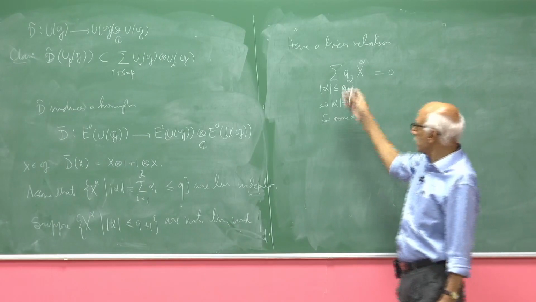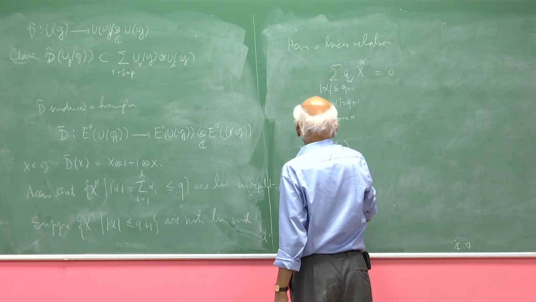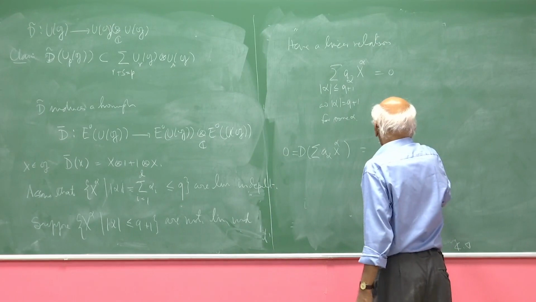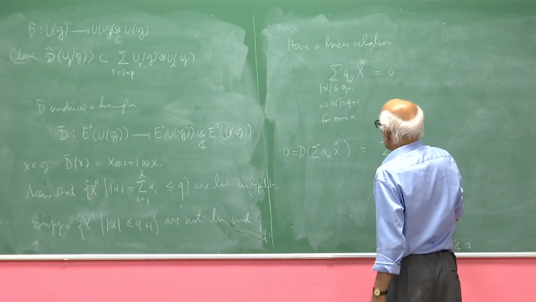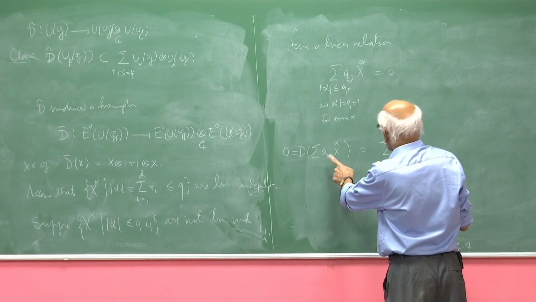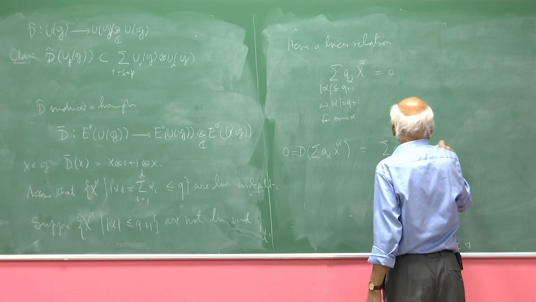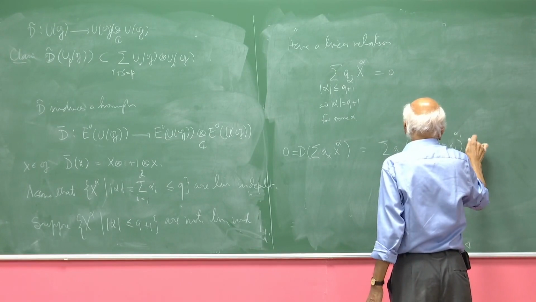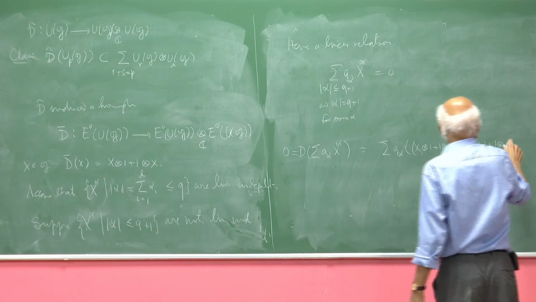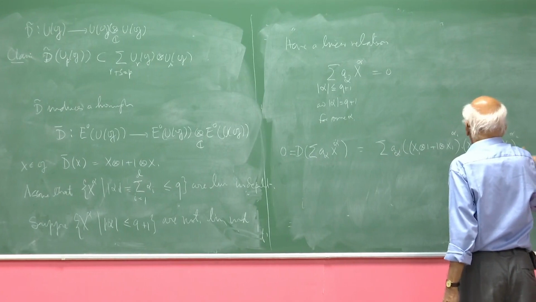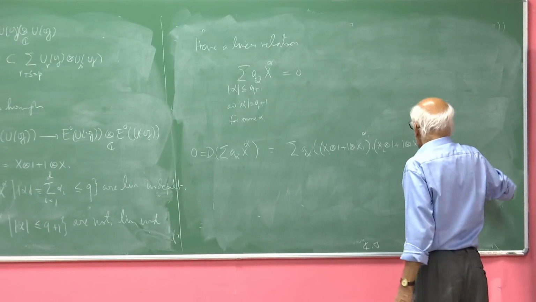Apply D to this. Sigma A alpha, what is this? It's going to be D bar of x alpha, which is x1 tensor 1 plus 1 tensor x1 power alpha 1 times x2 tensor 1 plus 1 tensor x2 power alpha 2, etcetera.